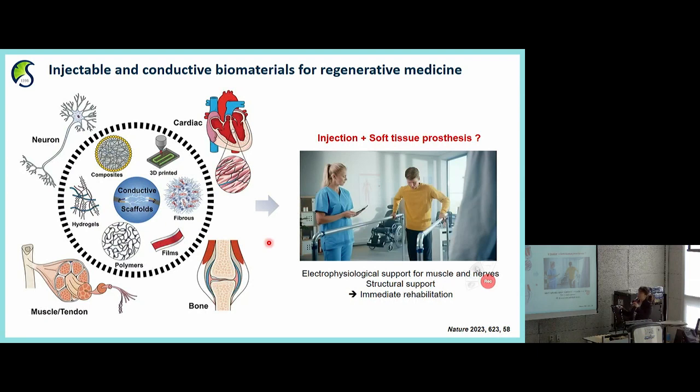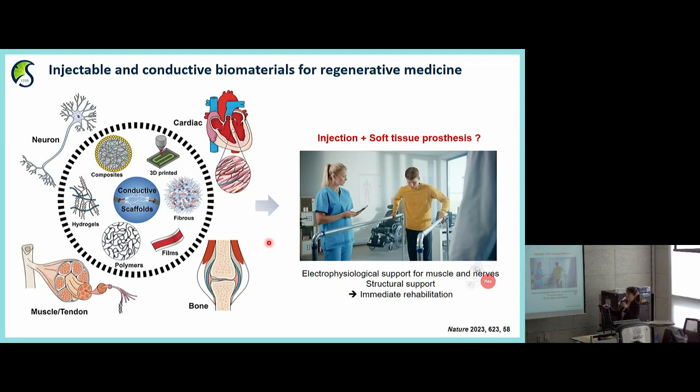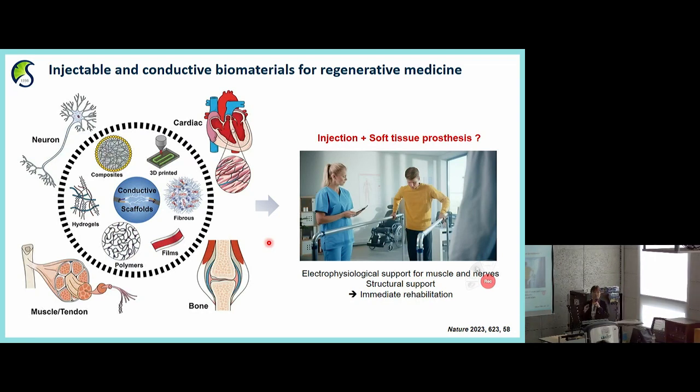Injectable and conductive biomaterials are already used for tissue scaffolds. What kind of tissues? Such as cardiac tissue, neuron, nerve tissue, or muscle tissue, and so on. If we give some conductive environment surrounding these tissues, then the material can trigger their differentiation or their regeneration.